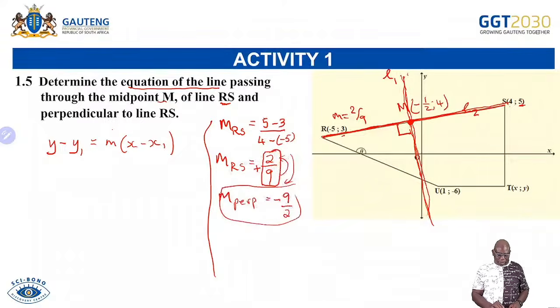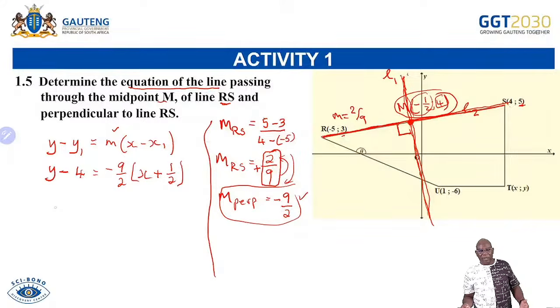Once I have the gradient, I can get the equation of the straight line by using this point here and the gradient. So remember, if I've got a gradient and a point, I can get the equation of the straight line, easy. So now I'm going to have y minus my y1 is 4. The gradient now is -9/2. X remains. My x1 is this, so it will be negative, which is positive. Then from there I can write it.